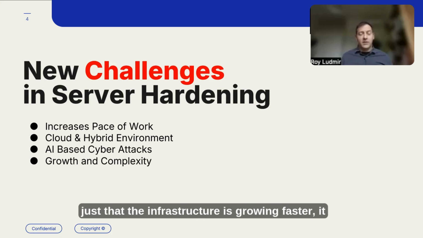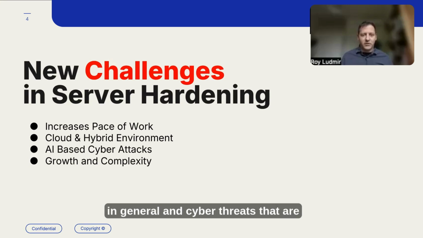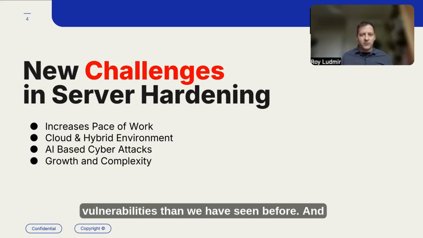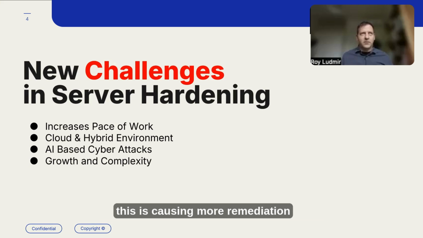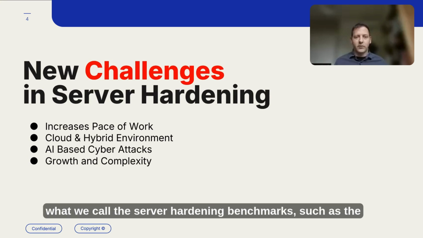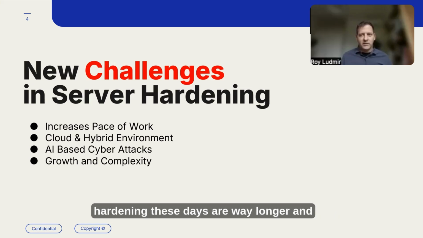Now, it's not just that the infrastructure is growing faster, it is also the attack side of things, or cybersecurity in general, and cyber threats that are evolving way faster due to AI-based attacks that are exposing more vulnerabilities than we've seen before. And this is causing more remediation requirements and affecting also what we call the server hardening benchmarks, such as the CIS benchmarks, etc. The best practices for hardening these days are way longer and more in-depth than we've seen 2 and definitely 5 years ago.